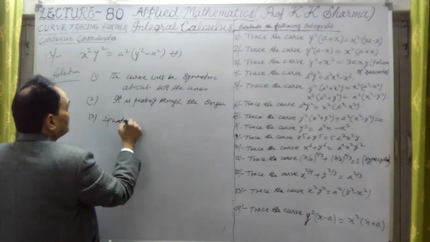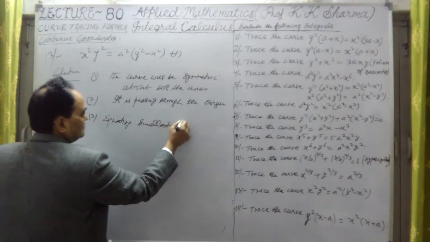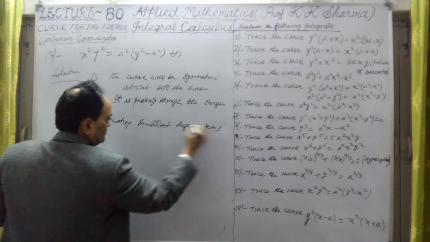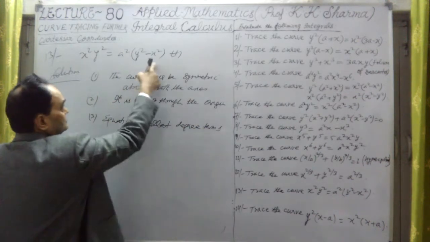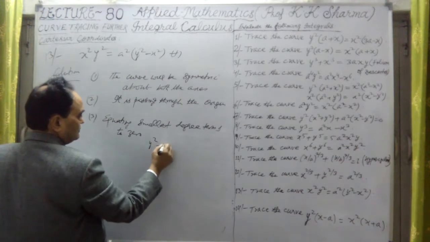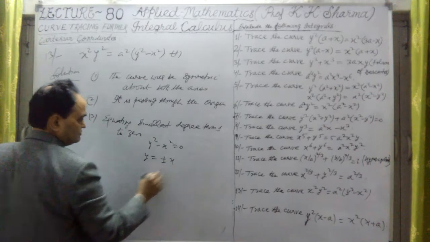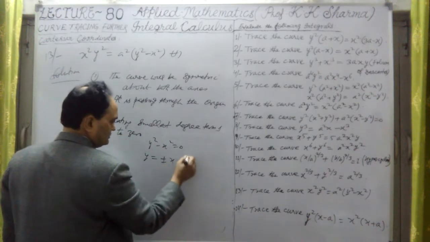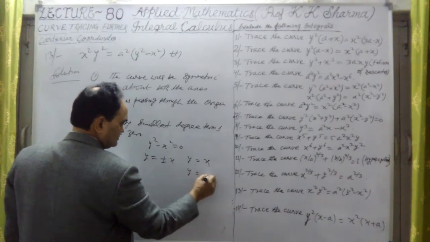Equating the smallest degree terms to 0, we will get this equal to 0. If y square minus x square equals 0, then y equals plus or minus x. So these two lines are there, y equal to plus x and y equal to minus x.